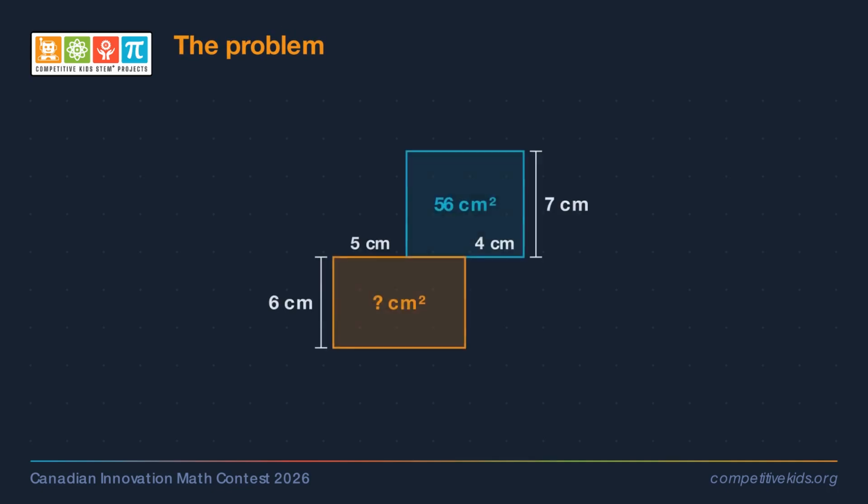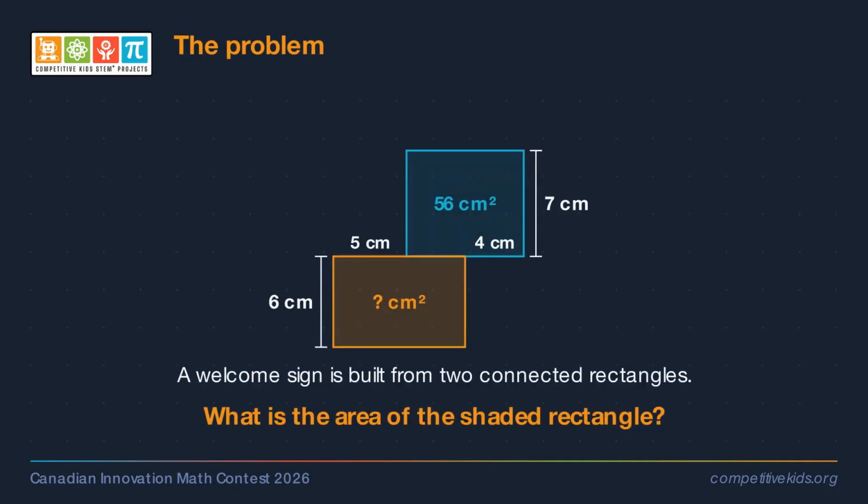A welcome sign is built from two connected rectangles. The top rectangle has area 56 square centimeters. It is 7 centimeters tall. The shaded rectangle below sticks out 5 centimeters to the left of the top, and it is 4 centimeters short of the top on the right.